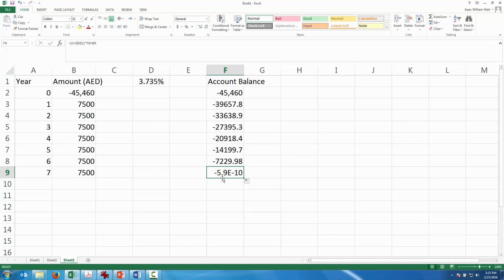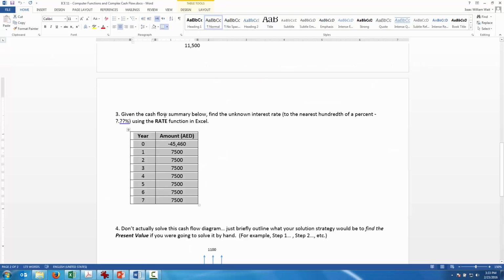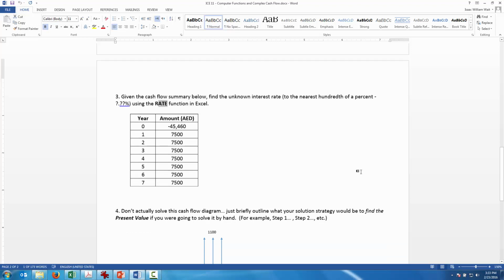And 5.9 times 10 to the 10th is basically 0. So it works. It means that the last withdrawal, when you take out that 7,500, after doing that, there's nothing left. That's how you use the rate function in Excel.